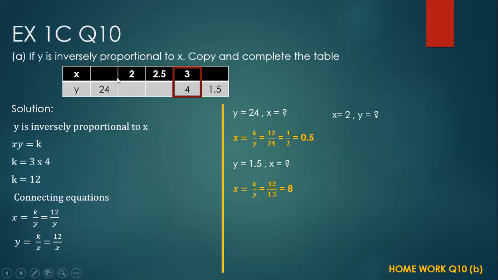Now, if x is 2, how much will be y? Now connecting equation of y is equal to k upon x, and k is 12 and x is 2 from here. So the value of y will be 6. If x is 2.5, how much is y? Connecting equation, y is equal to k upon x. K is 12 and x is 2.5. So y is 4.8.